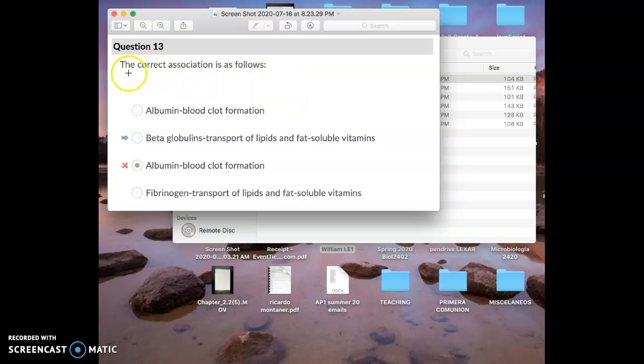This question says, the correct association is as follows, and the correct answer should be beta globulins, which, as you know, are transporters for lipids and other things.